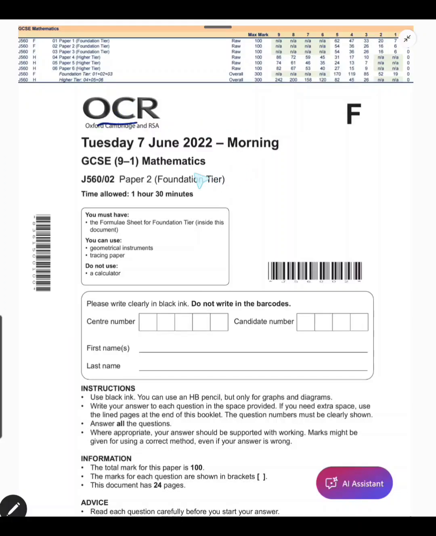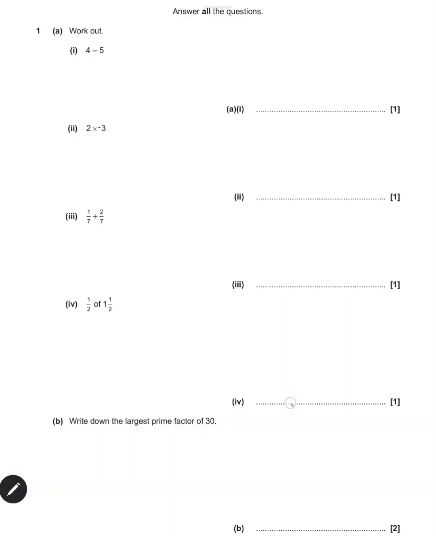It says OCR's paper 2, the non-calculator paper from June 22. If we have a look at the grade boundaries, you need 36 marks for a 4 and 54 marks for a grade 5 on this paper. So question 1, we've just got some number work to do.